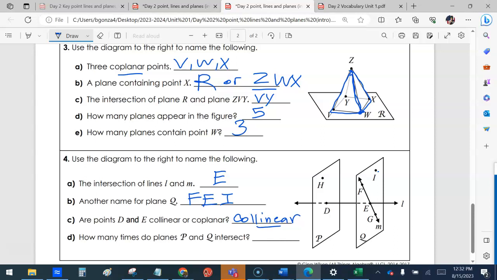Now this last one is kind of a tricky trick question, so don't get tricked. Where does P, that flat surface, touch Q, that flat surface? Where do you see them overlap? The flat P and the flat Q. They don't. Very good. Okay. So since they don't touch, I know line L connects them, but L is not part of the plane. So flat P, flat Q, they don't touch. So how many times do they intersect? We're going to put 0.